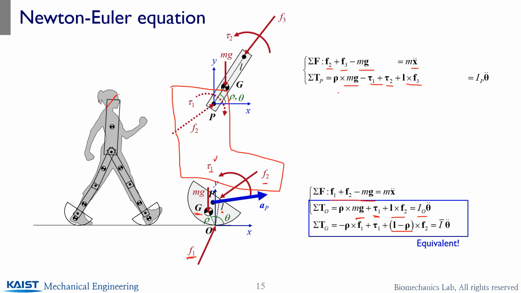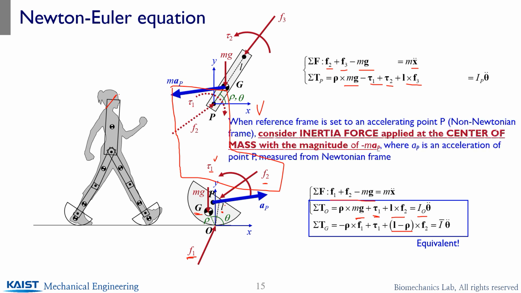However, there is one thing to note for the shank. If you set the reference point at P, which is the anchor joint, it is moving with an acceleration, right? So what you have to consider is the inertial force. Yes, because the reference frame currently set at the ankle joint is a non-Newtonian frame. So the acceleration at ankle joint P should be applied as a form of inertial force at the center of mass with the magnitude of m a_P, directed opposite to this acceleration.